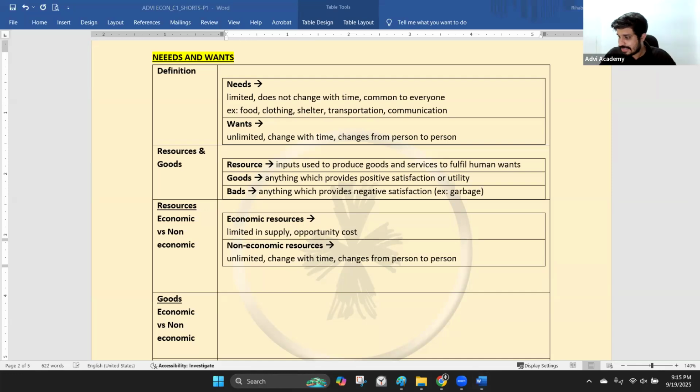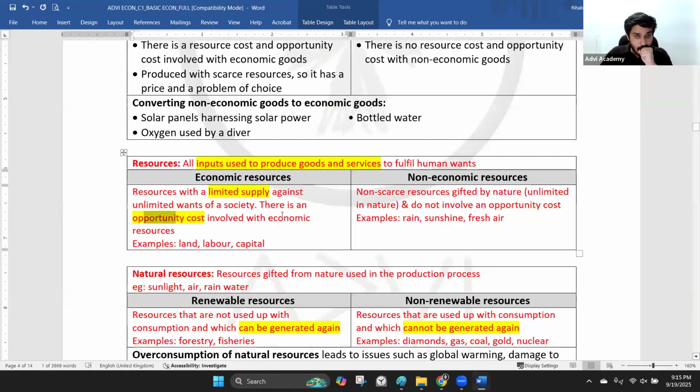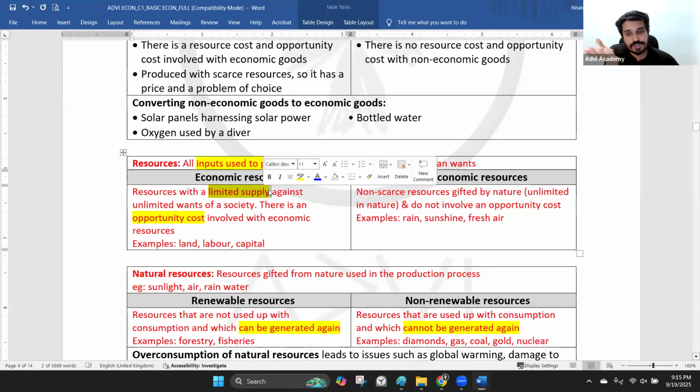If it's an economic resource, it should be limited in supply. Look at the trees in this world right now. Is that an economic resource or a non-economic resource? Trees are limited. If you go to Sinharaja and cut all the trees, go to Yala and cut all the trees, we will become a desert. So economic resources are primarily limited in supply. Right now it maybe looks unlimited, but it becomes limited more or less.